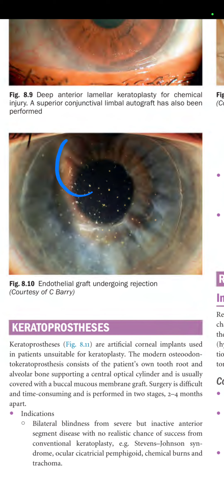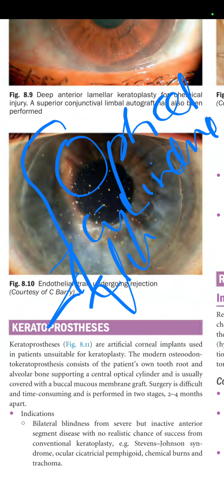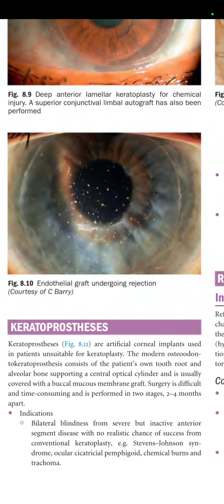So what you do is you need basically an optical cylinder which will make the patient see, and how it is supported. You take alveolar tooth bone and the patient's tooth root, and the rest of it is covered in the buccal mucous membrane graft.